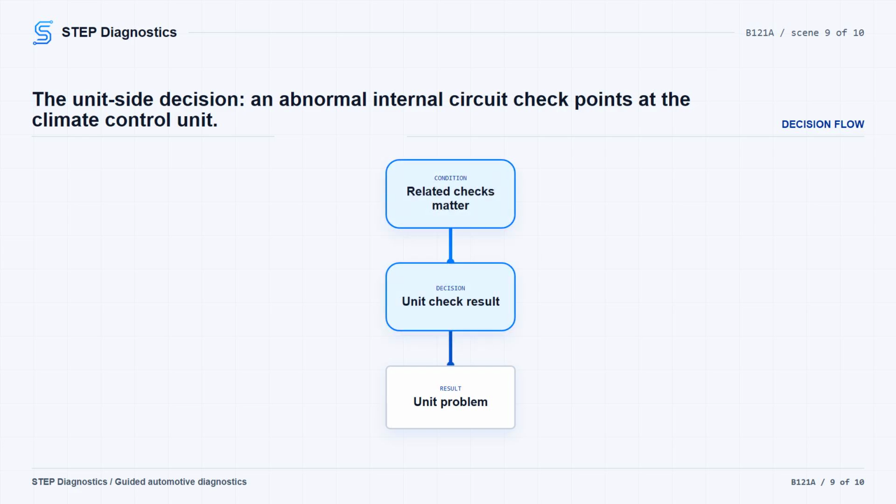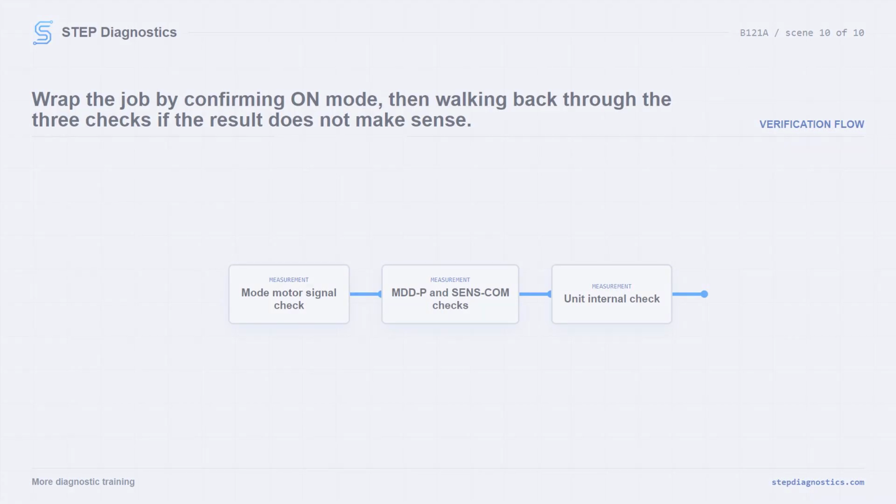Since there is no direct method here to test the component itself, the diagnosis is built around proving the related circuits and components in order. Keep the verification separate from the fault isolation. After the issue found in testing has been corrected, return to the same basic on-mode confirmation and make sure B121A does not reset.